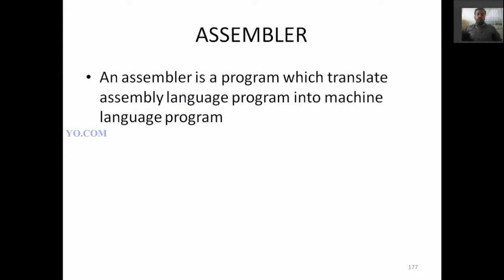What is an assembler? We already studied in the previous class that an assembler is a program which translates an assembly language program into a machine language program. Why do we need to translate assembly language into machine language? Assembly language is mainly designed for human understanding. If we want to add, we use the ADD instruction. If we want subtraction, the SUB instruction is used. Humans can understand this, but the microprocessor cannot understand ADD, SUB, etc.